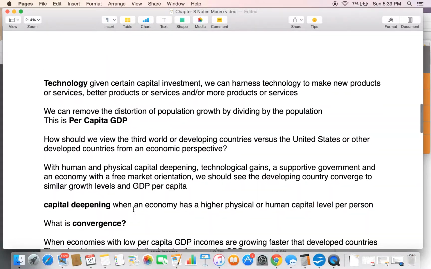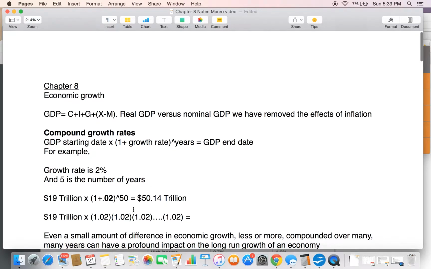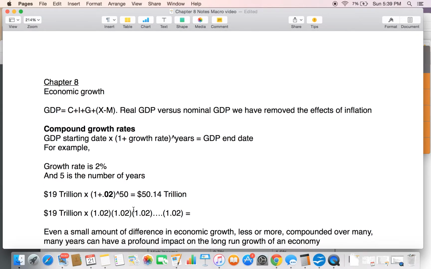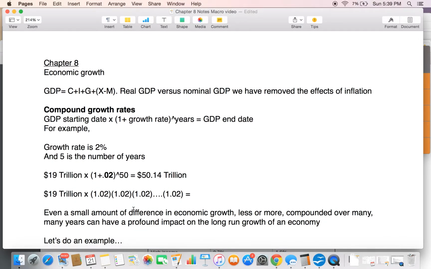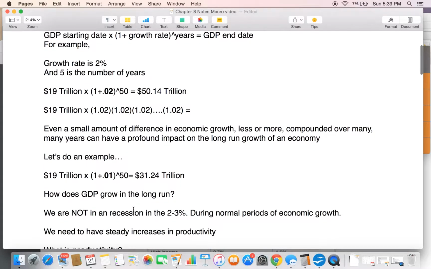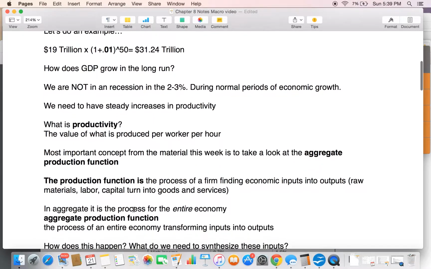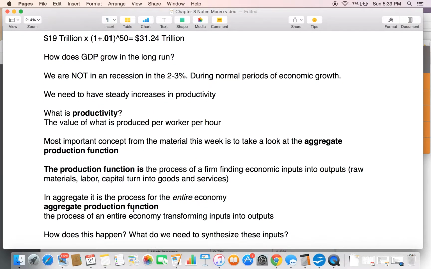So, in conclusion, I would say this week, make sure you understand what GDP is before you start this out. Know how to do compounded growth rates to calculate GDP. Understand a couple of ideas. Why do we have economic growth? It's based off of productivity.